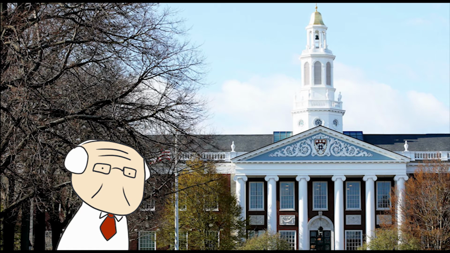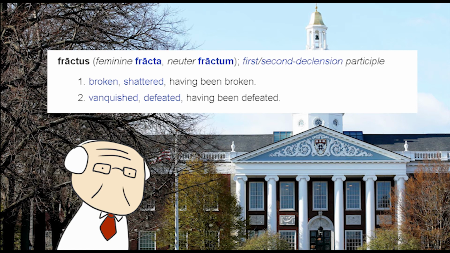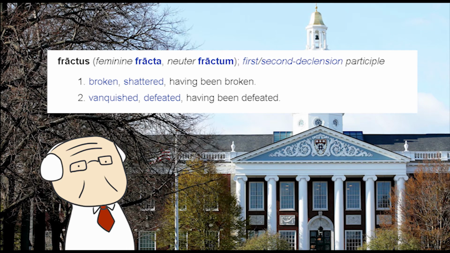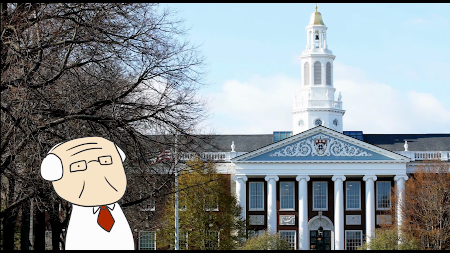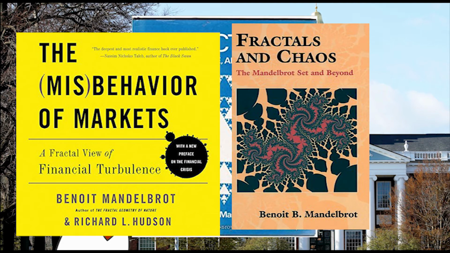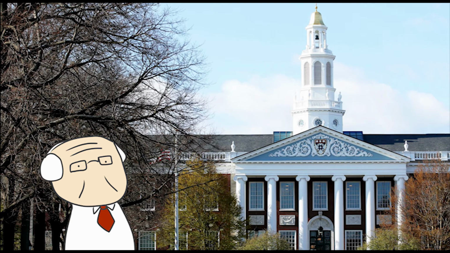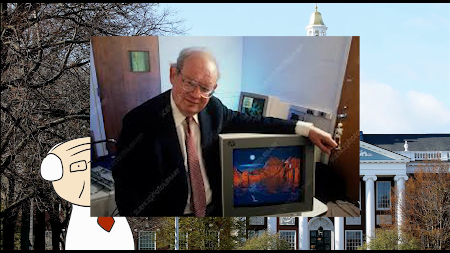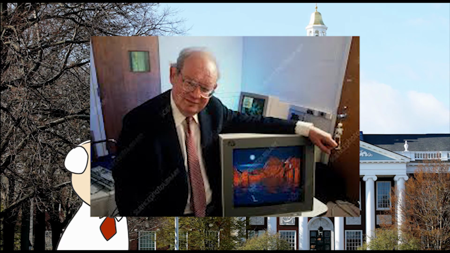Mandelbrot used the term fractal as it derived from the Latin word fractus, meaning broken or shattered glass. He expanded the idea of fractals with new innovations, which brought fractals into mainstream mathematics. He used computers to create visualizations of fractals. One of these fractals is the famous Mandelbrot set.